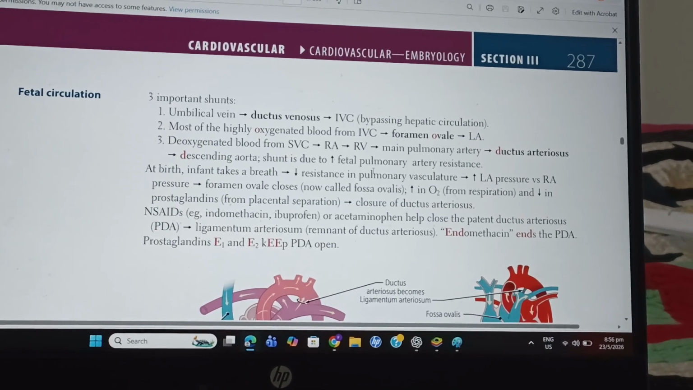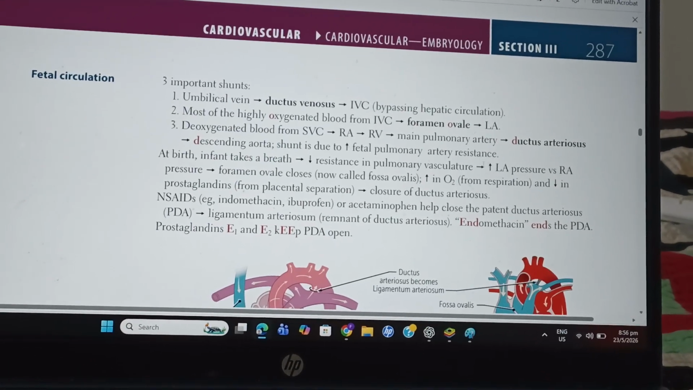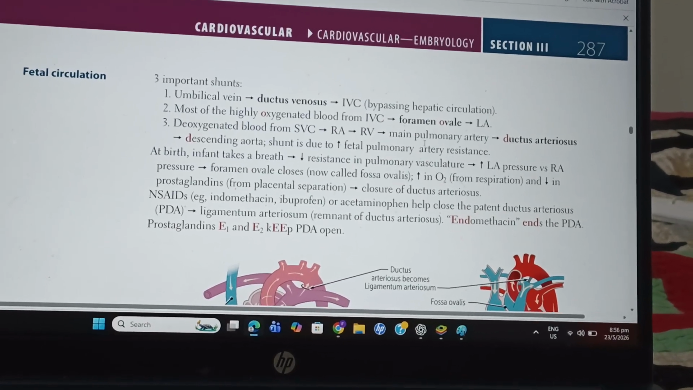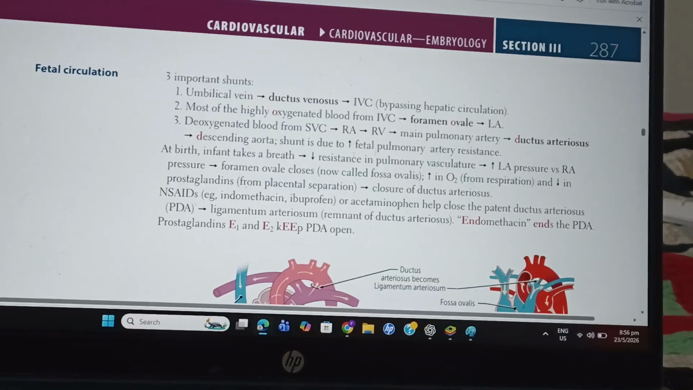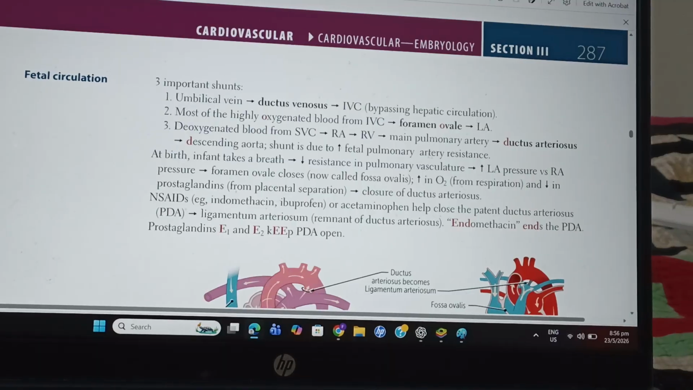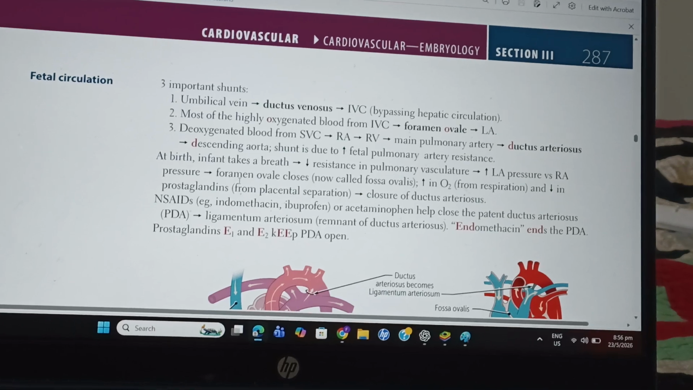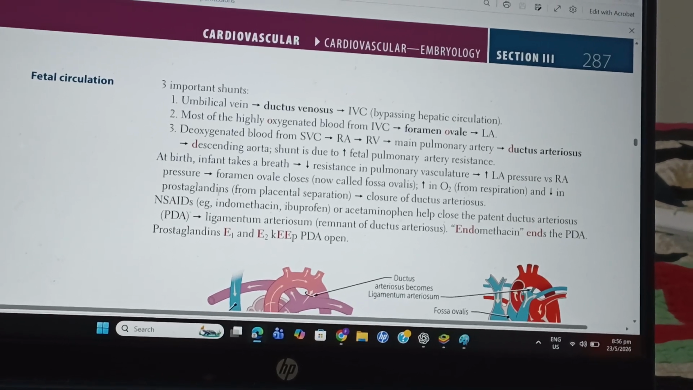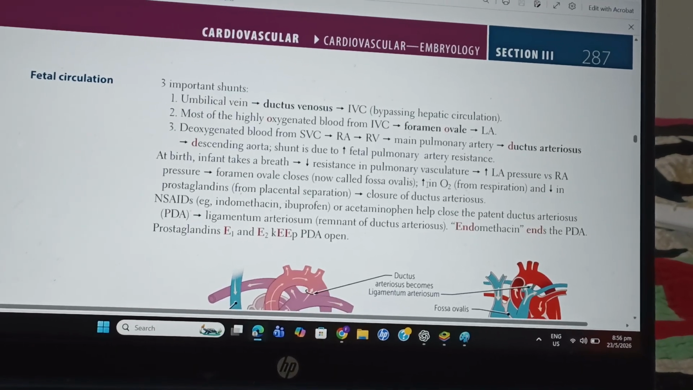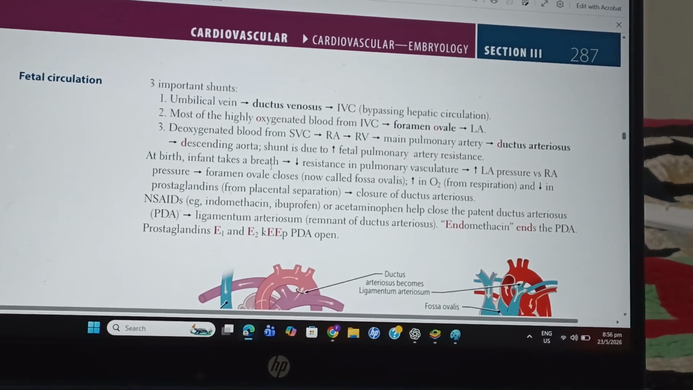Now the lungs can function. So what happens is that left atrium pressure increases. In the fetus, the right atrium pressure is higher than the left atrium pressure, but when the baby takes a breath, the left atrium pressure goes high. Now this foramen ovale is going to close also. When the foramen ovale closes, it is called fossa ovalis. And of course when the baby takes a breath, the baby is taking oxygen.